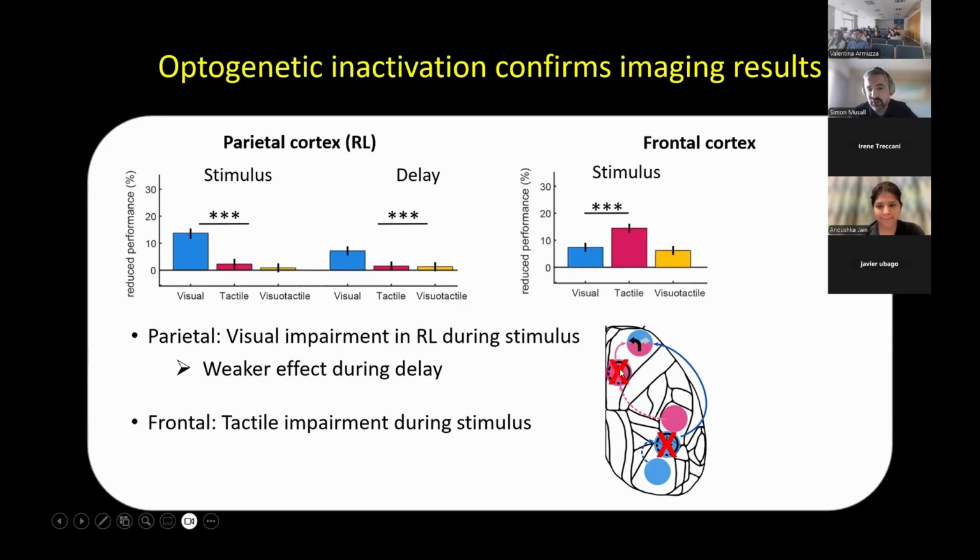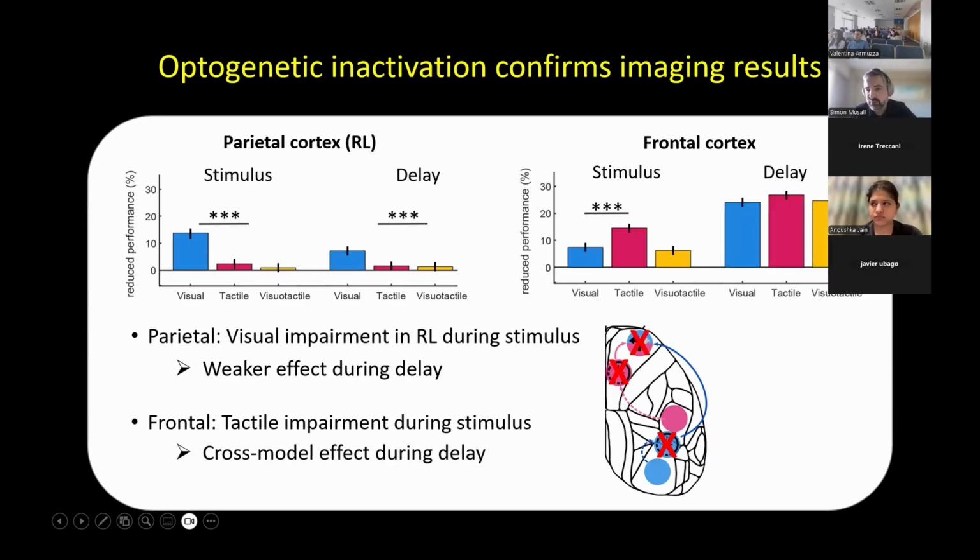Or we can inactivate the frontal cortical regions. In that case, unfortunately, we didn't have enough resolution to separate between these two. So in that case, the fiber is actually on this region, a bit more in the front. But we get this clear tactile impact during the stimulus presentation. So during the stimulus presentation, there's an impairment that is more tactile than visual. But then when we move towards the delay, so closer to the choice, we have this more unified impact on behavior that kind of hits all the modalities pretty equally. So overall, we see this in line with what the imaging suggested is going on.